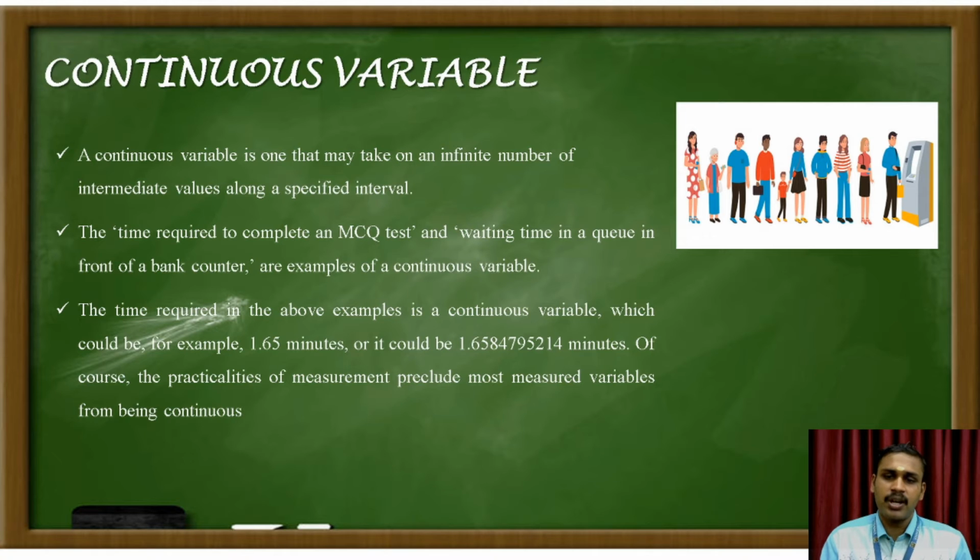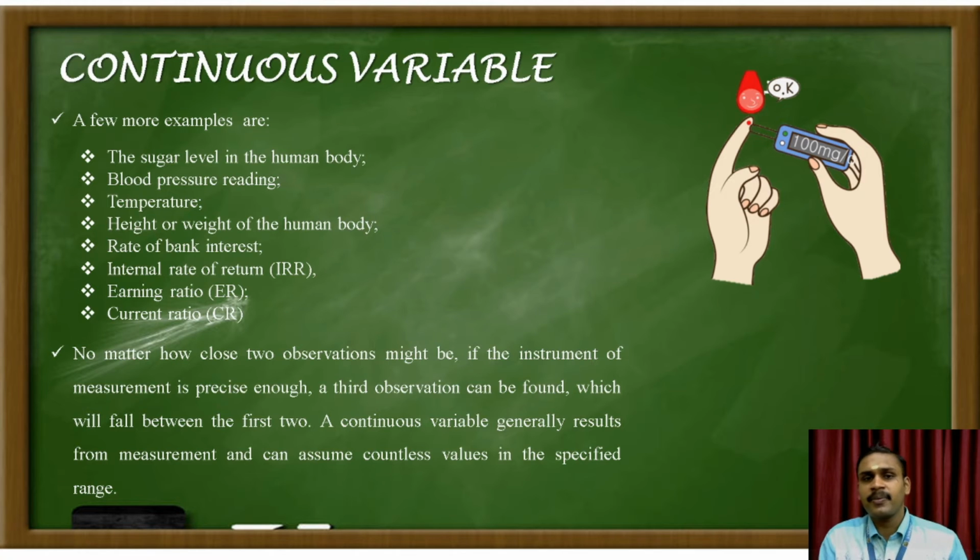Of course, the practicalities of measurement preclude most measured variables from being truly continuous. In a continuous variable, for example the sugar level in the human body, we check the sugar level, which might be from 100 to 120, or 120 to 200, 200 to 300, 400 plus, whatever it may be, but the number should be in a particular range. Blood pressure 80 to 120, 120 to 300, whatever it may be, I am saying for example, but it should be within the range. It can't be like in a cinema movie, where it breaks the pressure tube. It's not like that. It should be in a particular range, like temperature.